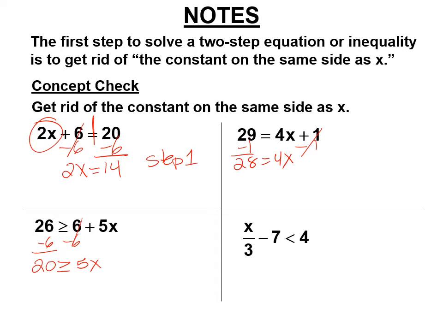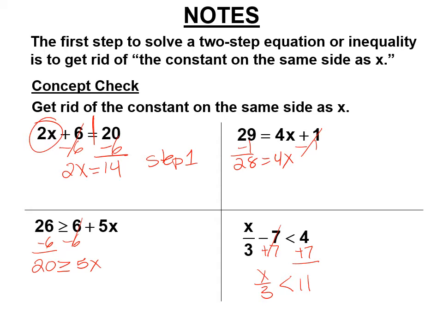Here finally, we've got a minus 7, so there's the constant on the same side. We're adding 7. X divided by 3, we're keeping that symbol the same. 4 plus 7 is 11. Now that is step 1. So notice in step 1, you're always adding or subtracting. Yeah, it's never any other way.